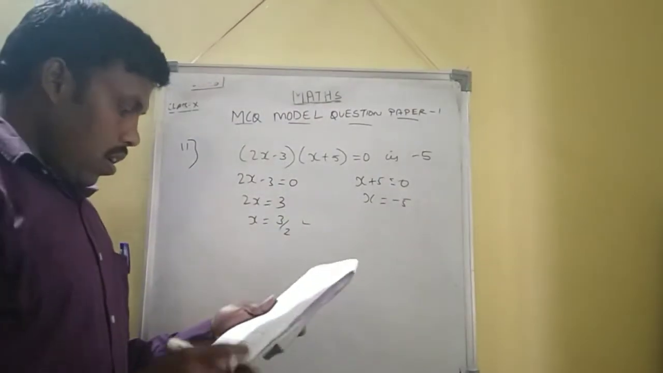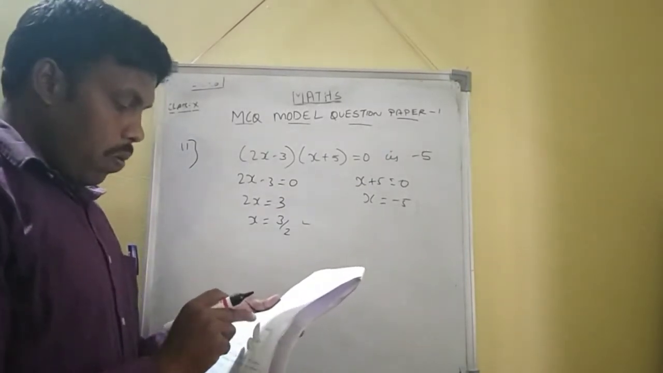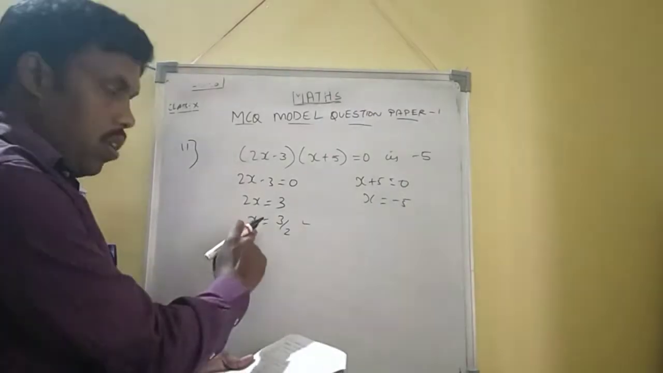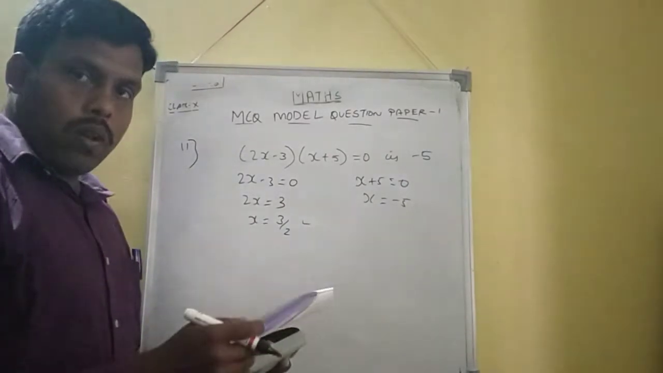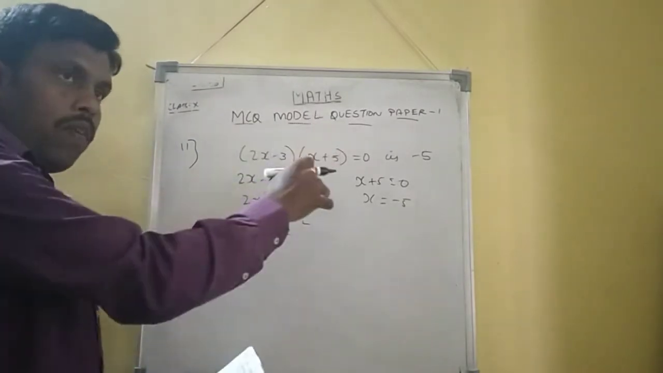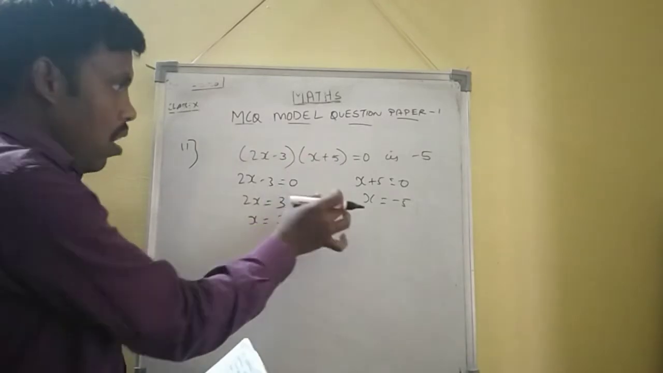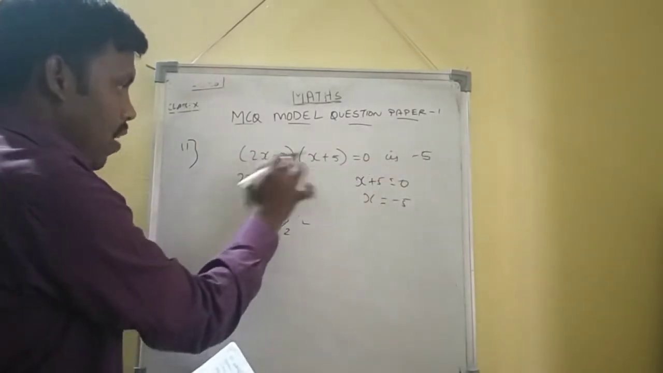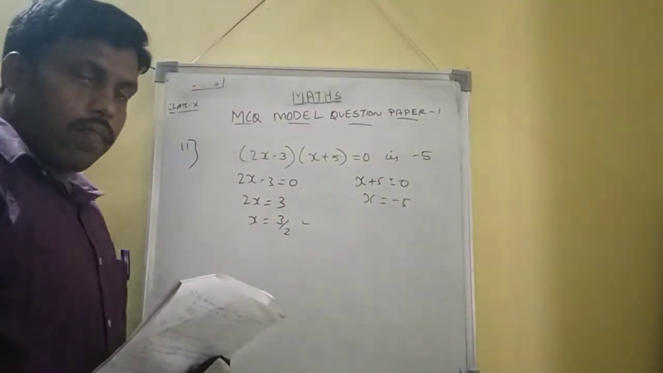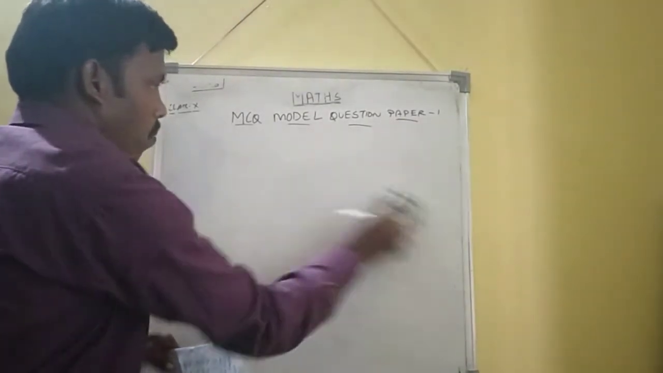Which option? Option A is 5. B is minus 3 by 2. C is 3 by 2. Option C is correct. And D is 2 by 3, that is not correct. So again, don't multiply and bring it to standard form and then solve. If they give it like this, when you multiply out the quadratic equation, one root is minus 5, the other root is obtained directly, and we get the answer. Okay, so this is the 11th problem.